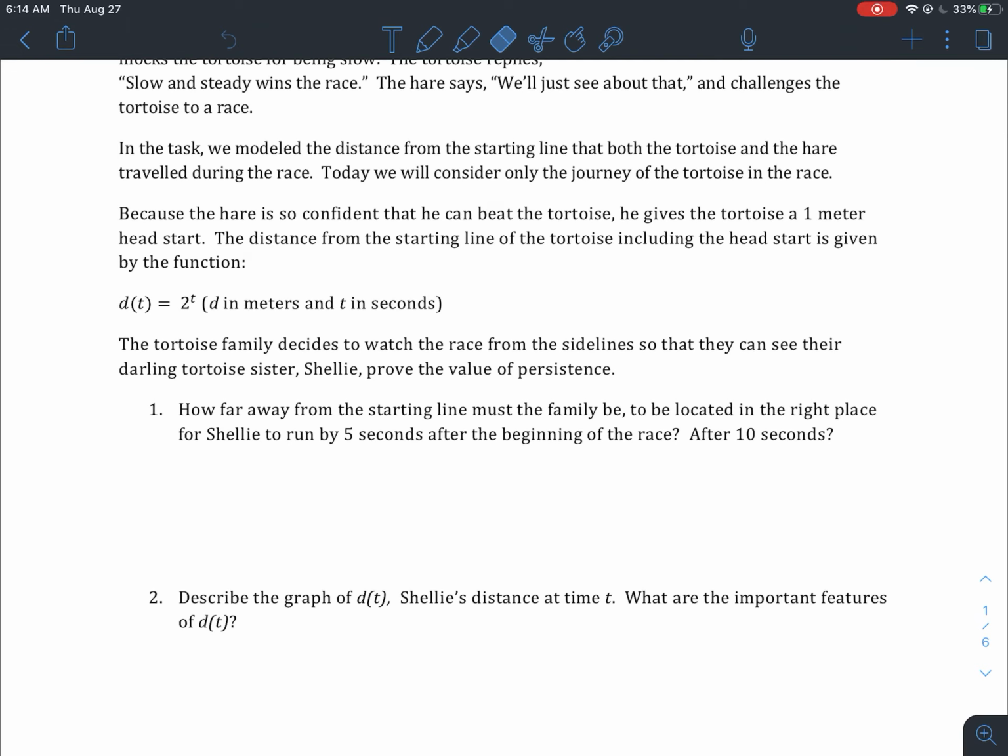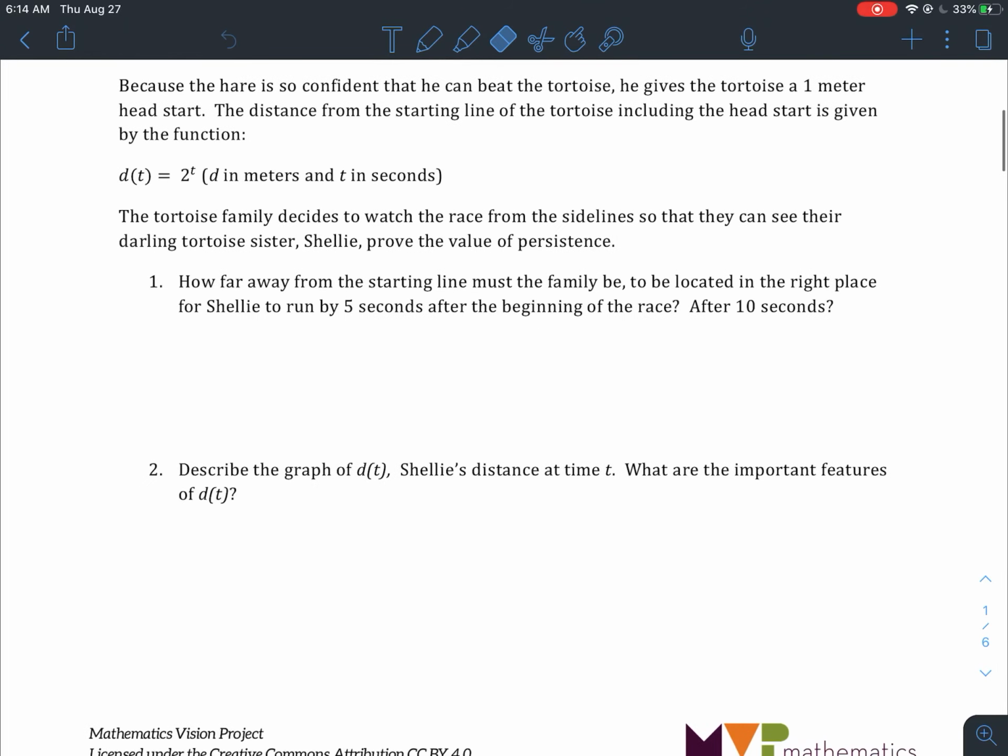Because the hare is so confident that he can beat the tortoise, he gives the tortoise a 1 meter head start. The distance from the starting line of the tortoise, including the head start, is given by the function d of t equals 2 to the power of t, d in meters and t in seconds. The tortoise family decides to watch the race from the sidelines so that they can see their darling tortoise sister Shelley prove the value of persistence.